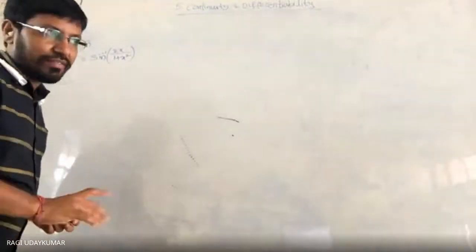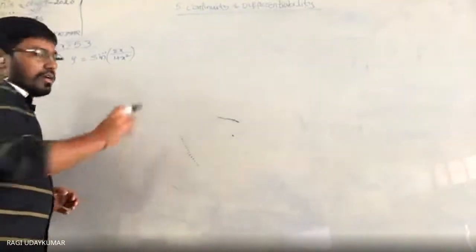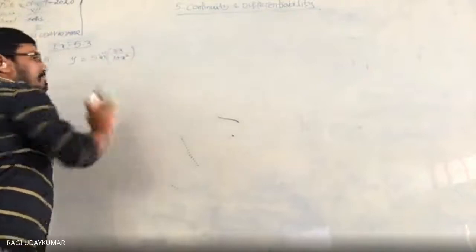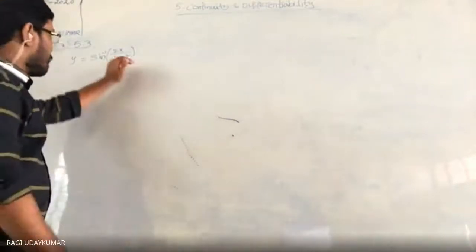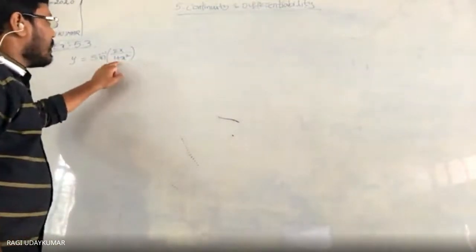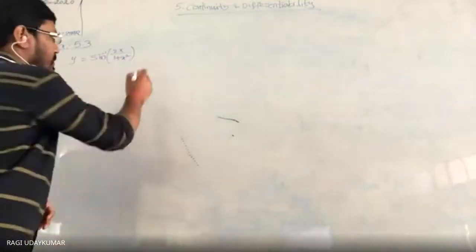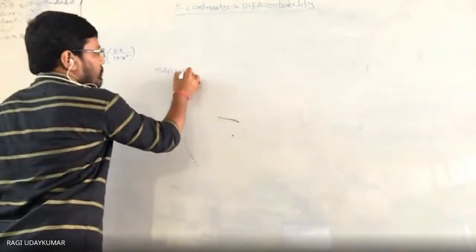But you observe that whenever you have some function in a different way, suppose you observe this one, it is in the form of sin 2 theta is equal to.